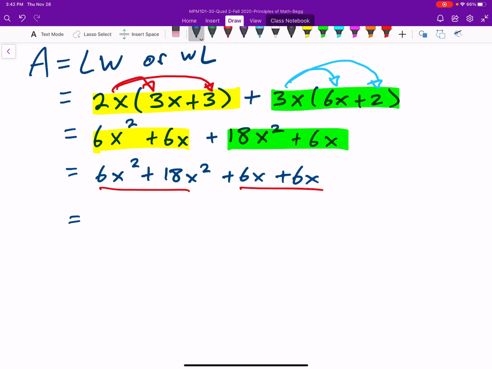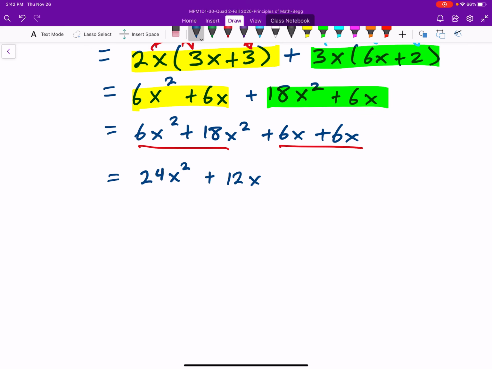So 6x squared plus 18x squared, I just do 6 plus 18 is 24, and it's still x squared. It doesn't change to x to the 4 or x to anything else. It doesn't change the exponent. It's just x squared. Likewise, if I have 6x and I add another 6x, I end up with 12x. It doesn't change it to anything different. This would be my final answer.